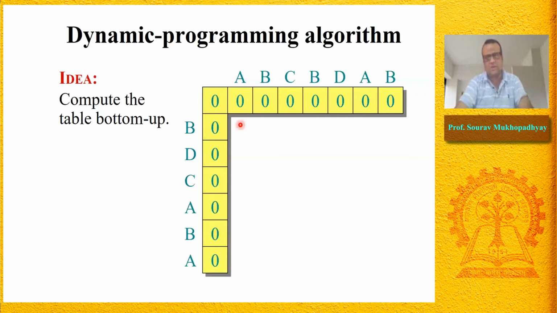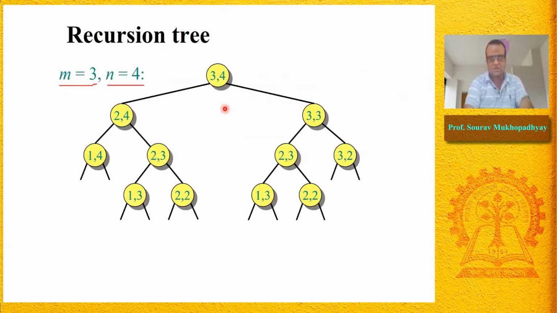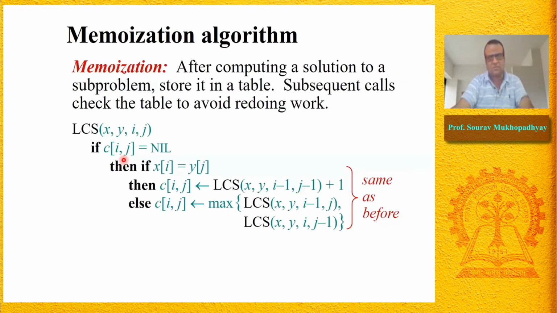So we have these lower values of Cij's. Then we have to use this algorithm to test whether these two, xi and yj, are the same or not. If they are the same, then Cij will be Ci minus 1, j minus 1, plus 1. If xi and yj are not the same, then Cij will be the max of Ci minus 1, j, and Ci, j minus 1. So this is the formula.